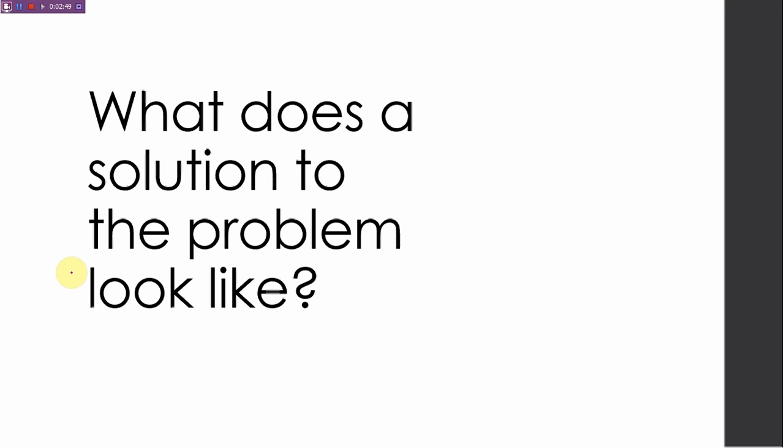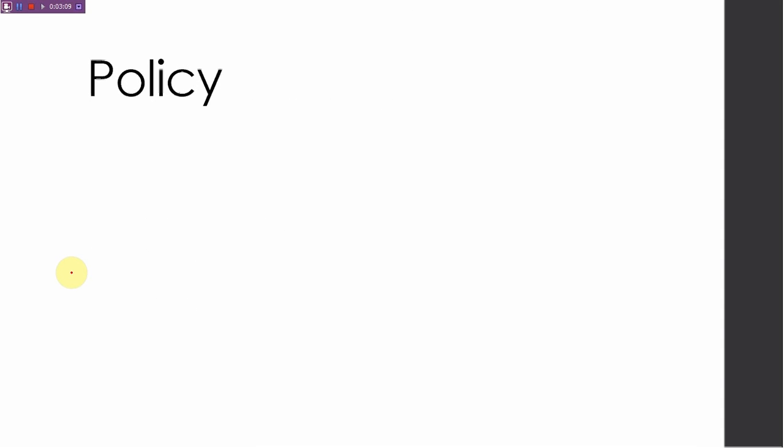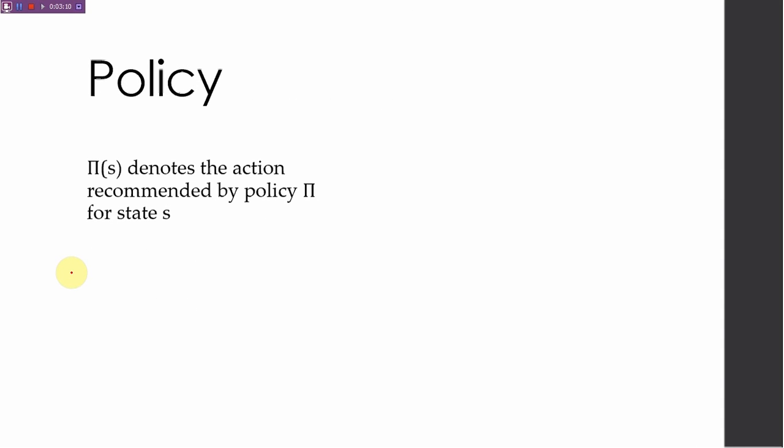So we now know what an MDP is. The next question is, what does a solution to the problem look like? We have seen that any fixed action sequence won't solve the problem, since the agent might end up in a state other than the goal. Therefore, a solution must specify what the agent should do for any state that the agent might reach. A policy. π(s) denotes the action recommended by policy π for state s.